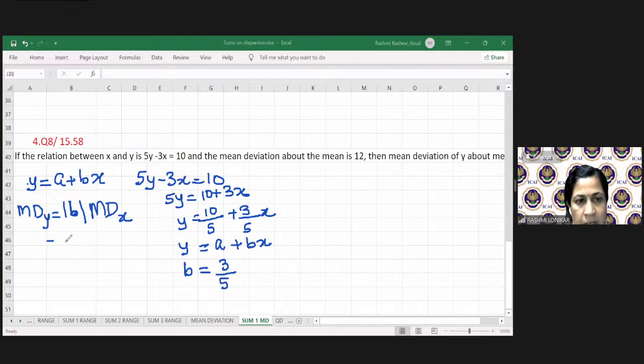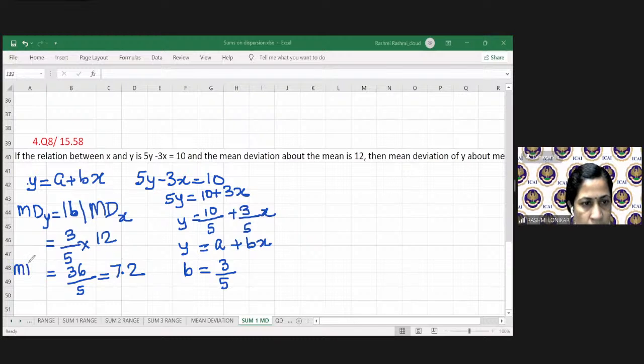So how much is my b? 3/5, positive, so I will take 3/5, into mod mean deviation of x, which is how much? Given to me as 12. So this is equal to 36 upon 5, which is equal to 7.2. So what is mean deviation of y? It is equal to 7.2. Is that clear, everybody? This is how you are supposed to do the sum.